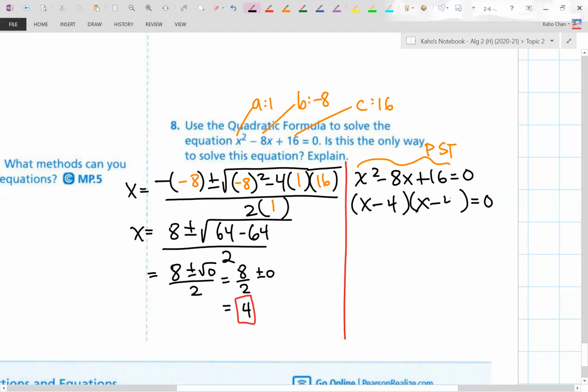And there it is, ladies and gentlemen. It's a double root. X equals 4 twice. Double root. This particular function, if you graph it on a calculator, will touch the x-axis at 4. It will look like this, folks.